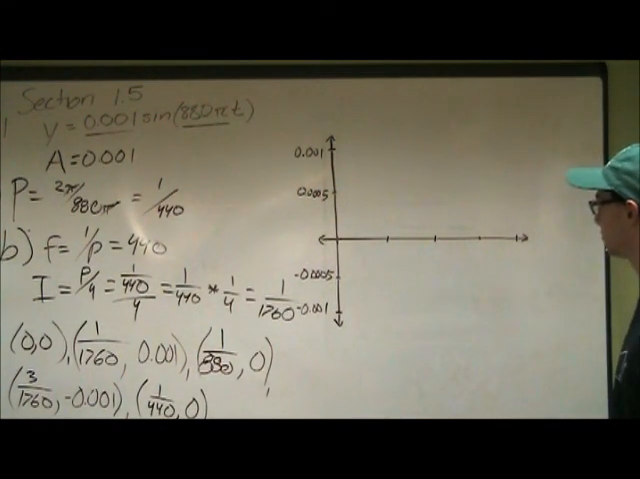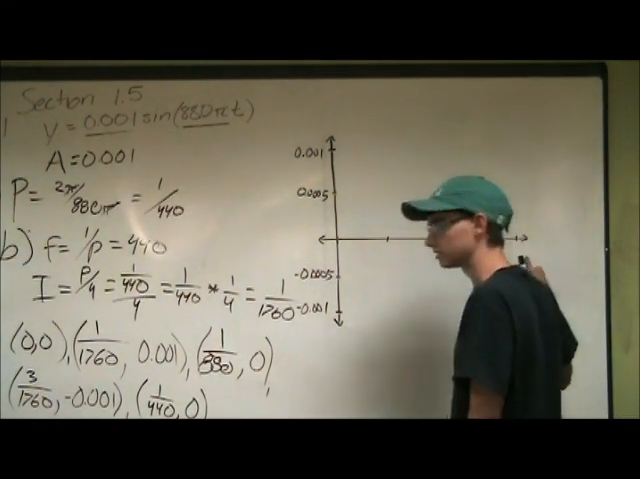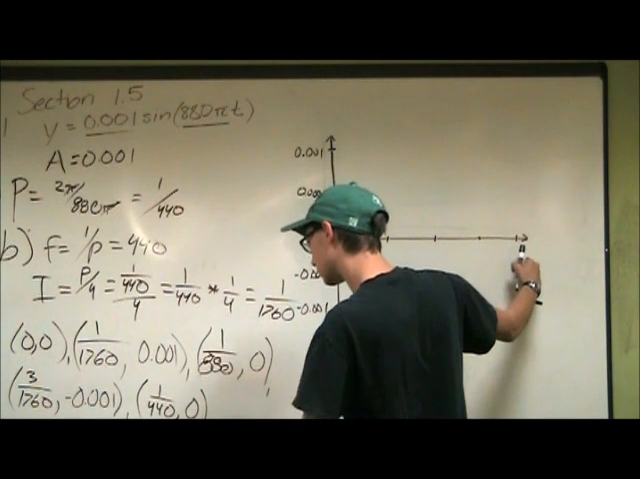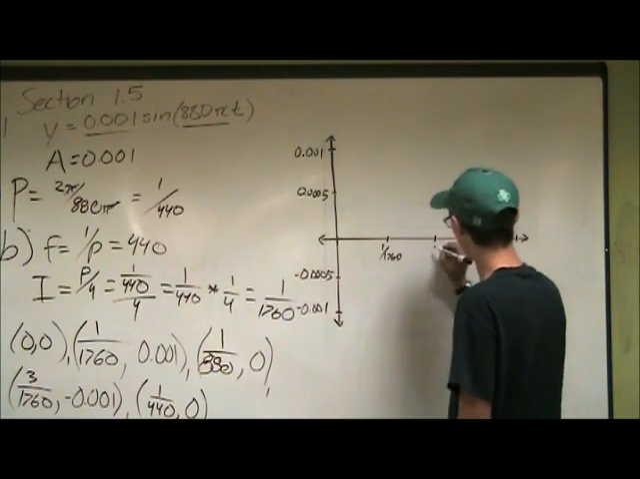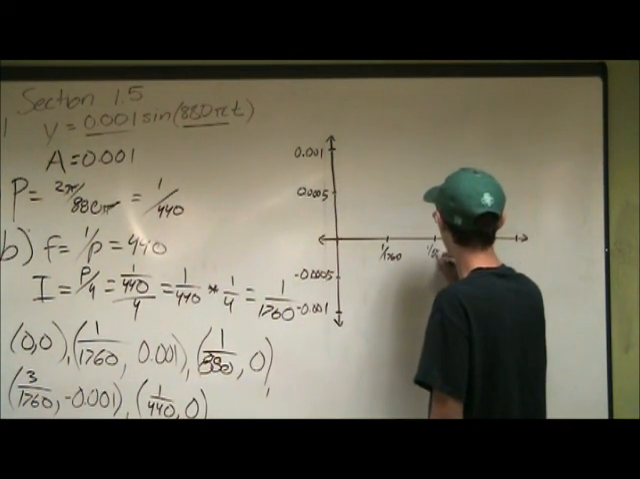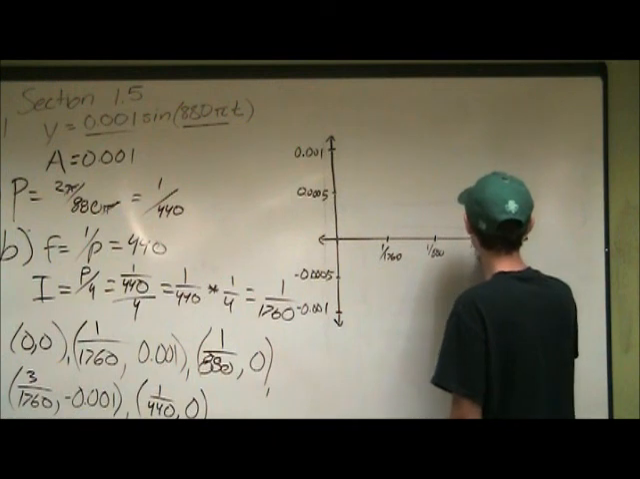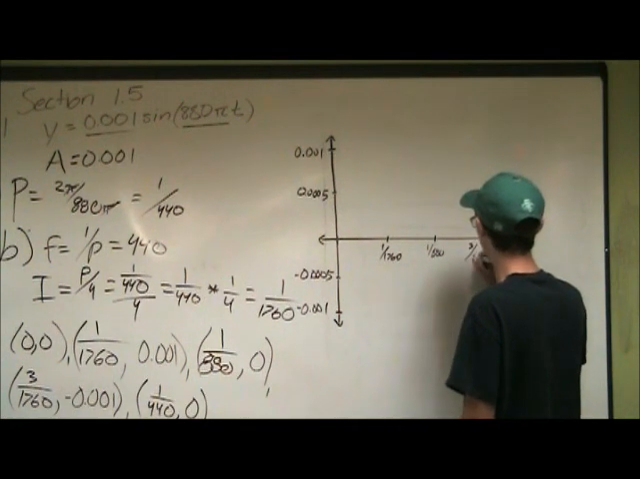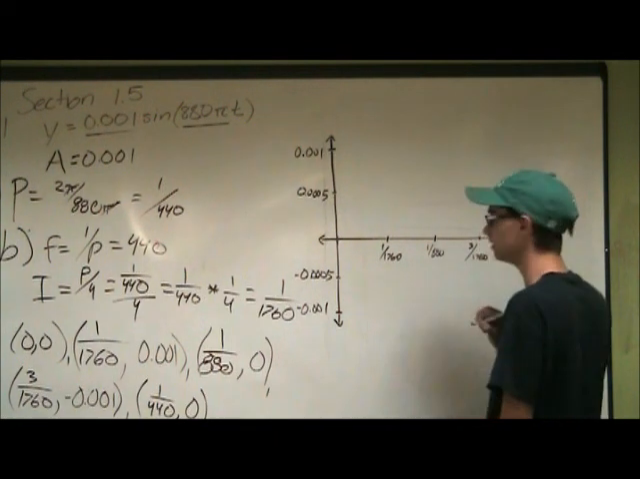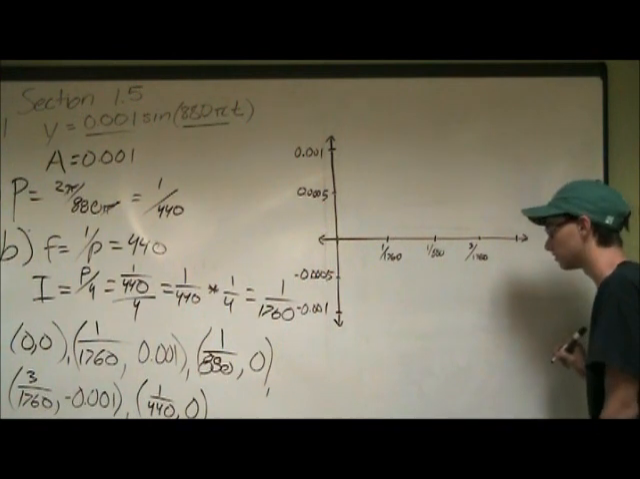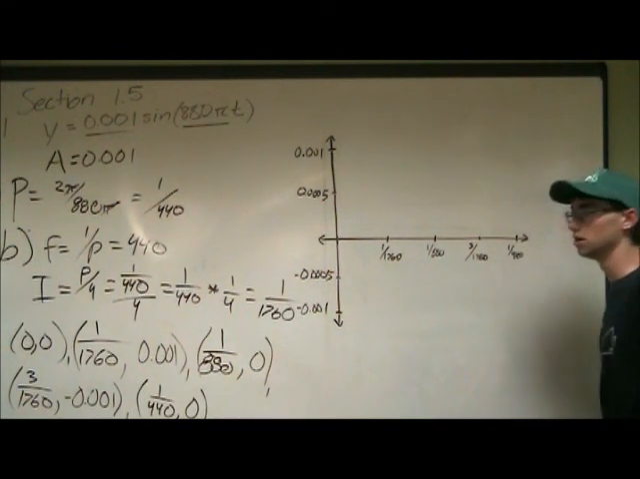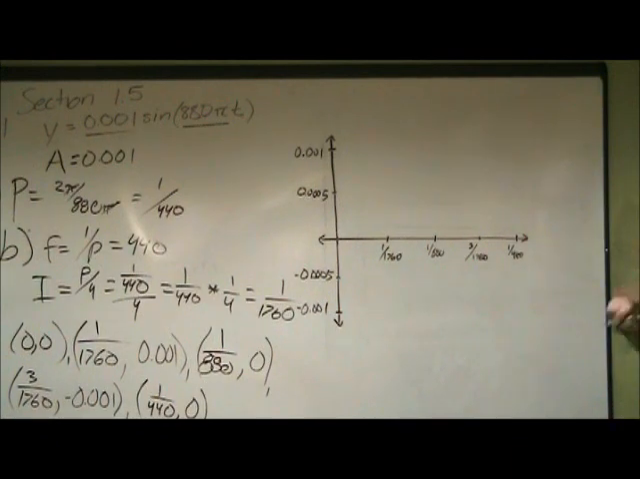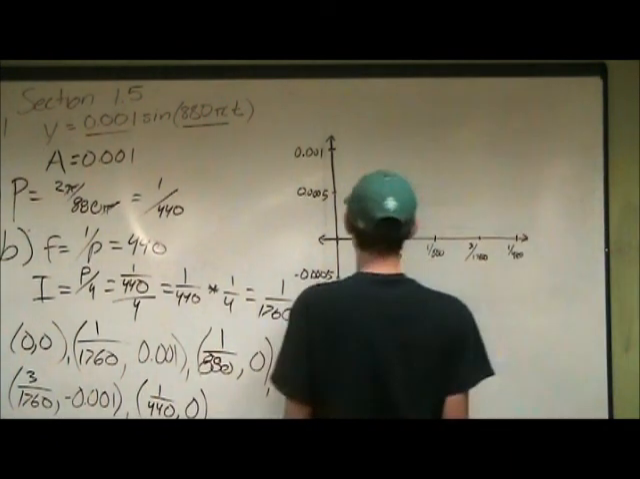So, now let's do our key points. For the x-axis, we have 1 over 1,760. We have 1 over 880. We have 3 over 1,760. And for our last part is the period, 1 over 440. So, that's my x-axis. We can start graphing.